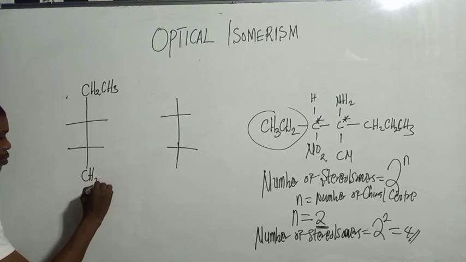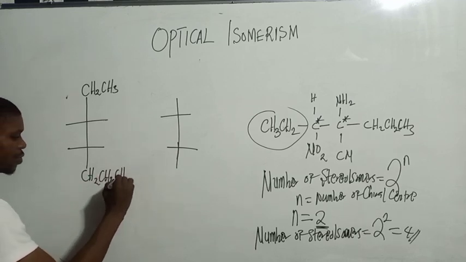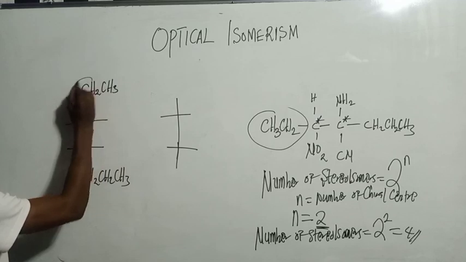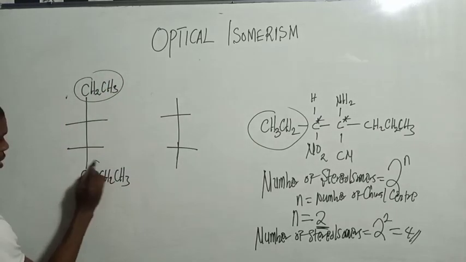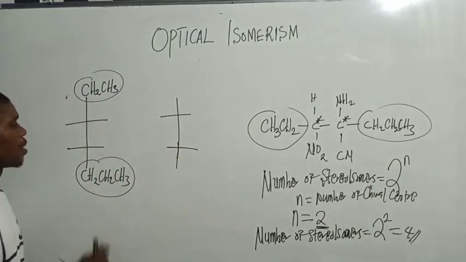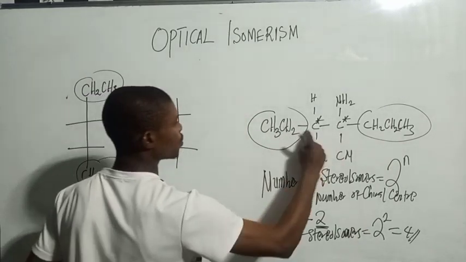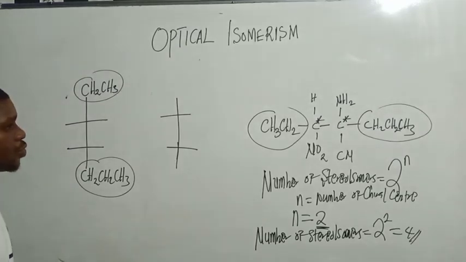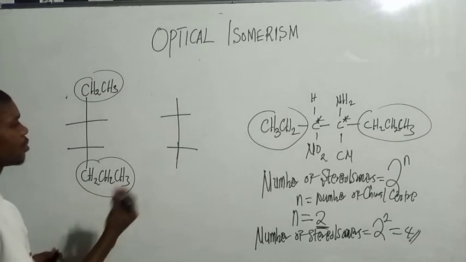Here we have CH2, CH2, and CH2. Look at it very well. This one is this guy, and this one is this guy here. Can you see that? Now, these two points are my chiral centers. Do you get that? So I can have something like this. I can do it like this.